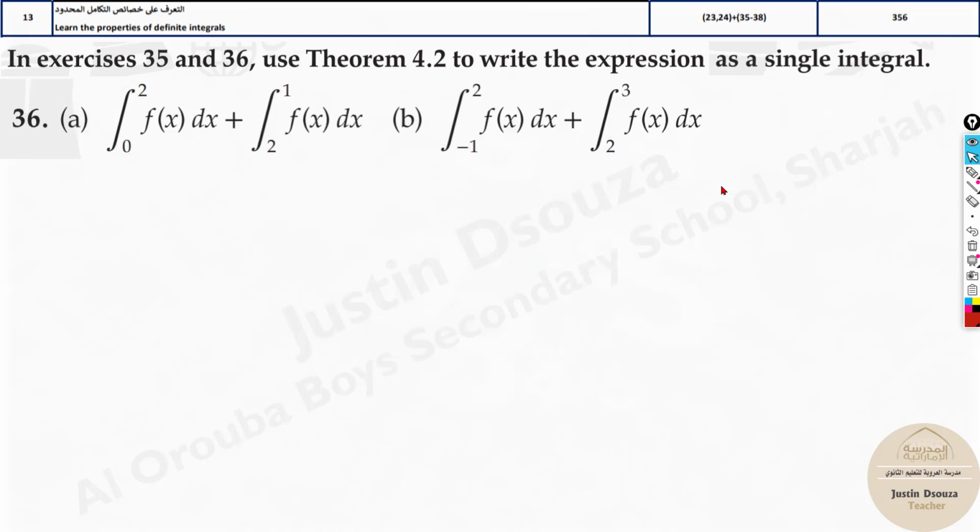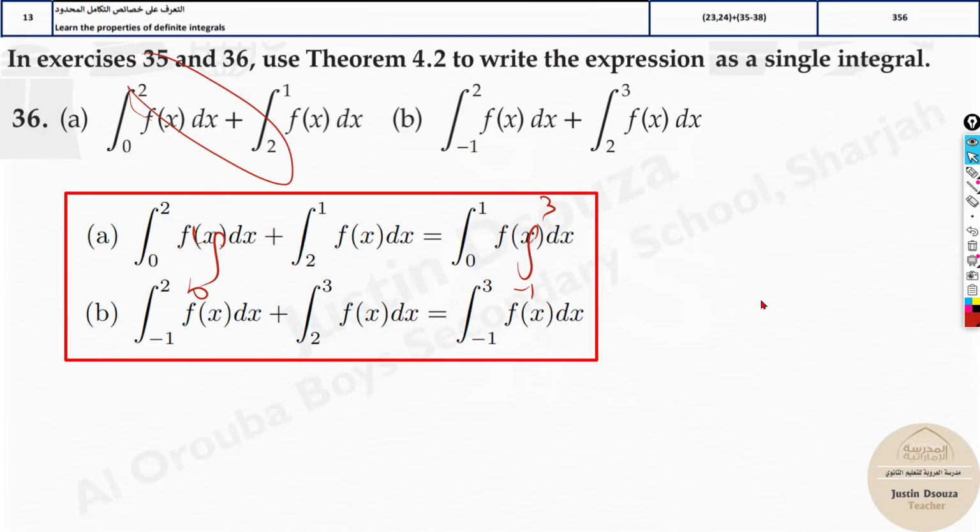Same way, please do try these by yourselves. Over here, they are straightforward because both are 2. It'll just be 0 to 1. In this case, it'll be minus 1 to 3. And then you have to just write f of x dx. So these are the answers over here.